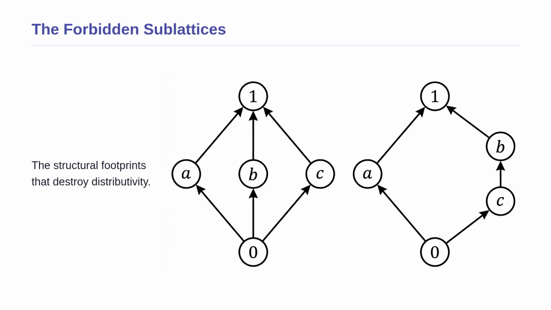Let us visualize these forbidden shapes. On the left, you see the M3 lattice, shaped like a diamond. It has a bottom element 0, a top element 1, and 3 independent middle elements. On the right is the N5 lattice, shaped like an asymmetrical pentagon. It has a chain of 2 elements on one side and a single element on the other. If your mathematical structure contains either of these hidden shapes, the distributive rule breaks down entirely.